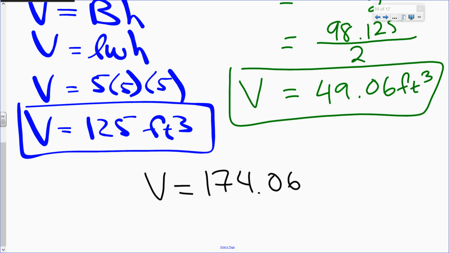Chickens, horses, termites, or rats? Feet cubed.